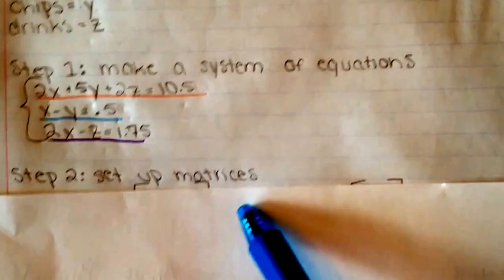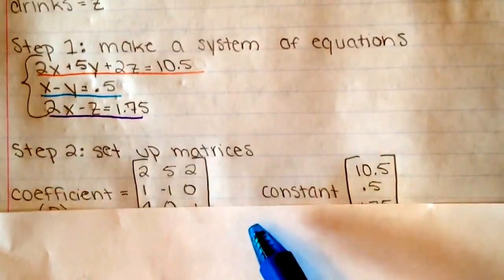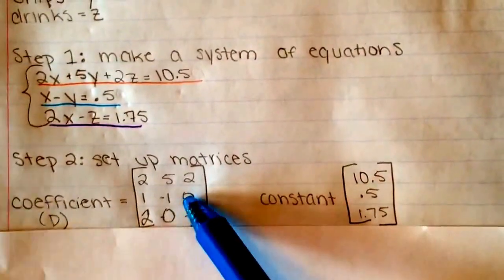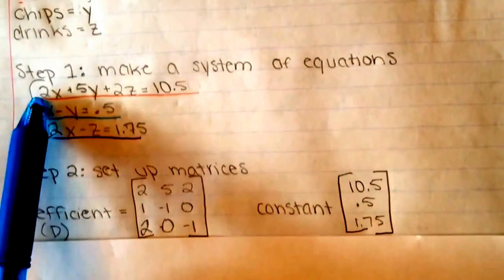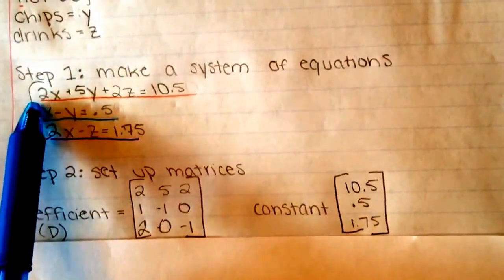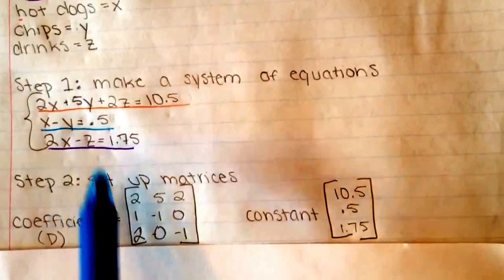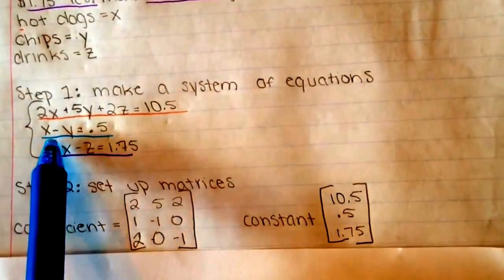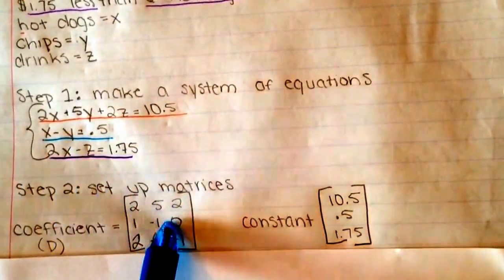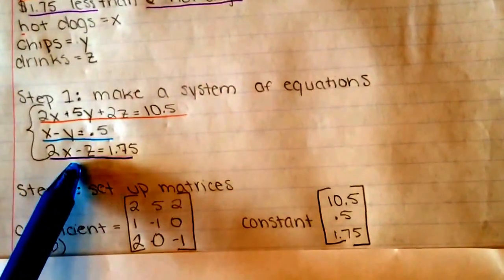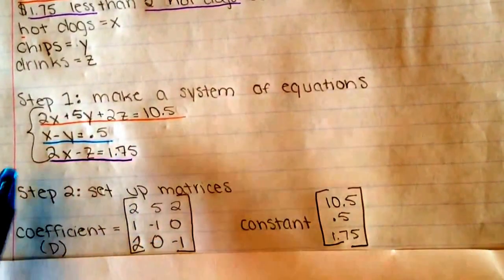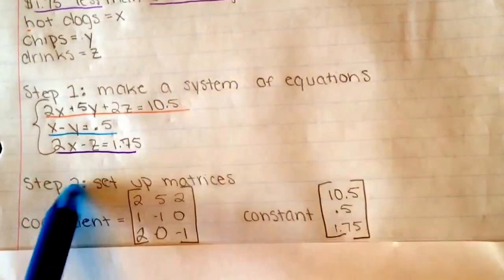Step 2 is to set up matrices. First we're going to do the coefficients, and we got those by looking at the values before the variables. So 2, 5, and 2, like we did here. 1, -1, and there's no z, so 0. 2, 0, because there's no y, and -1, because there's -z.